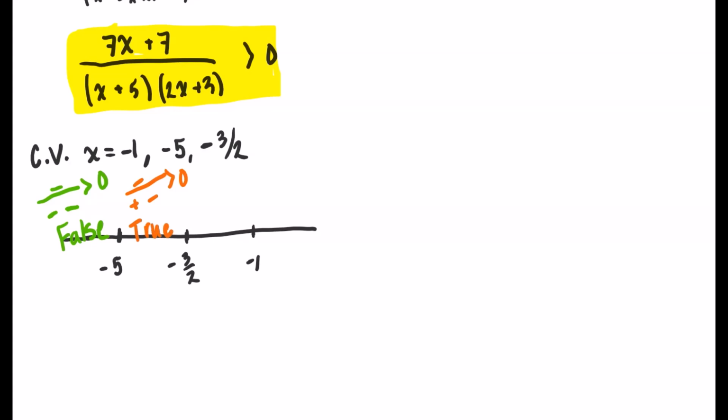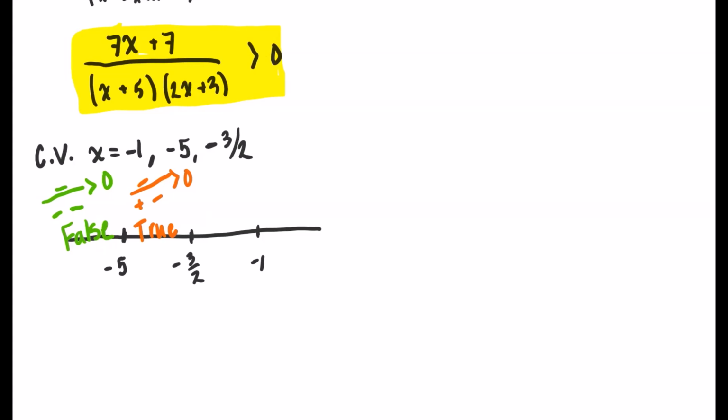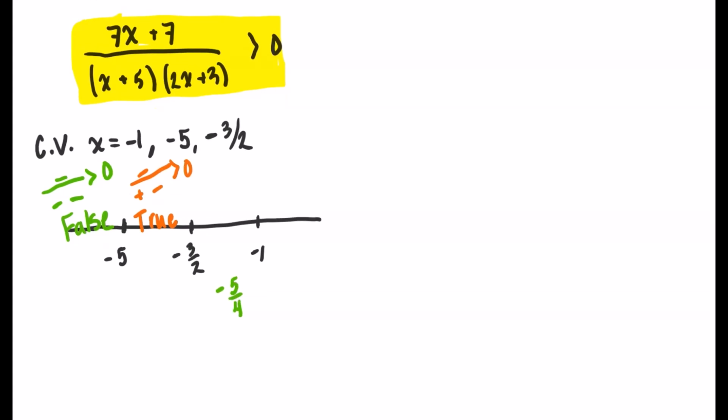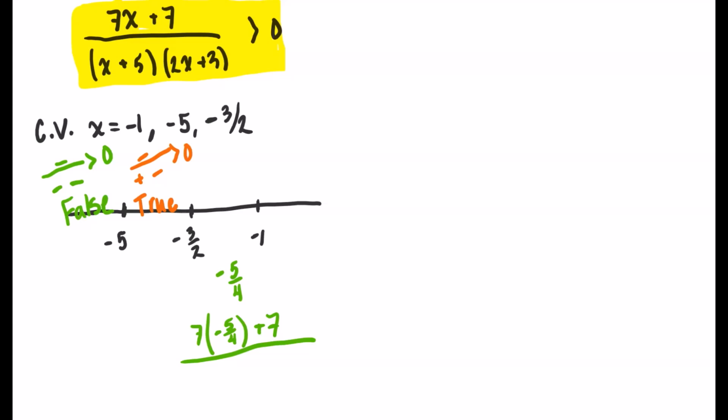Between -1.5 and -1. All right, this next interval is a little bit harder. So in my mind, I'm using -5/4, -1.25. So again, when I'm substituting this, I'm doing 7 times -5/4 plus 7. And then in the denominator here, I've got -5/4 plus 5 times 2 times -5/4 plus 3.